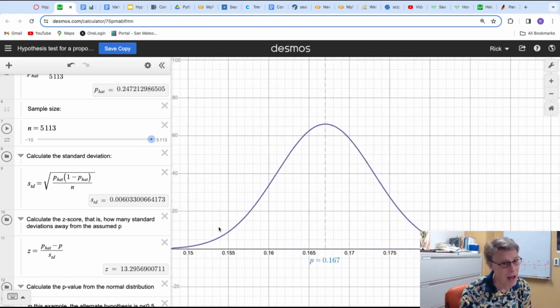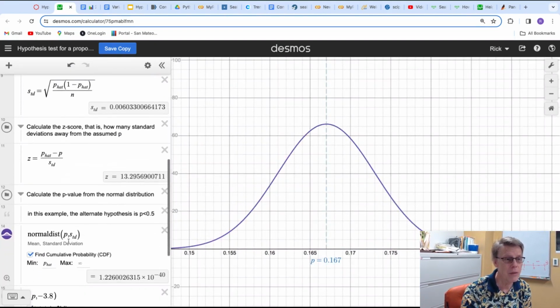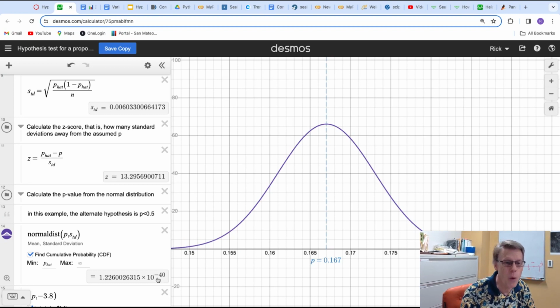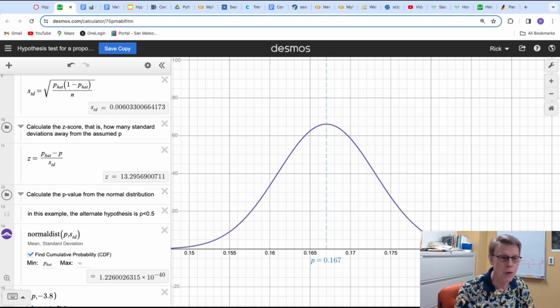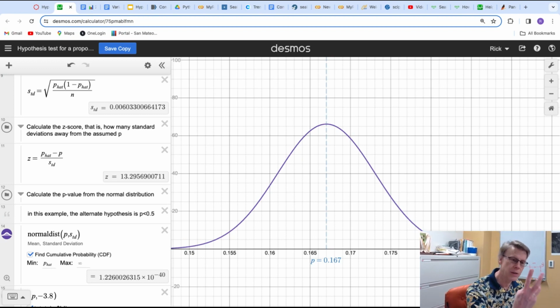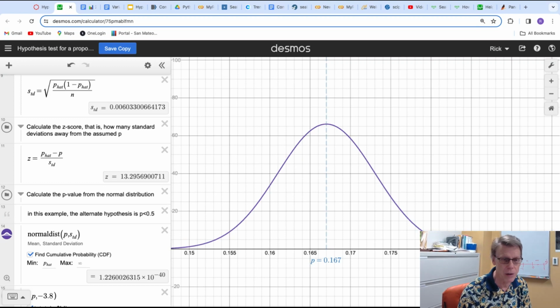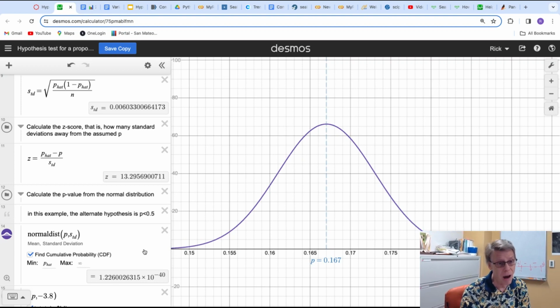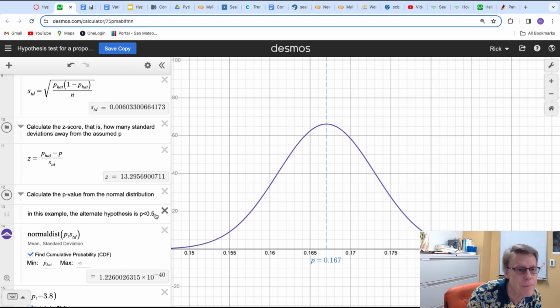So there's not much area out there. And in fact, when it calculates the area from that p-hat all the way to infinity, it gets this crazy number, which if you haven't done any algebra in a while, maybe you forget what this minus 40 means. It means 40 decimal place moves to the left. So this is 0.000000000000000. Okay, I'm running out of fingers, right? A lot of zeros before the 1226. Super, super little, as little as you can think of, way less than the cutoff, which is 0.5. It should be.